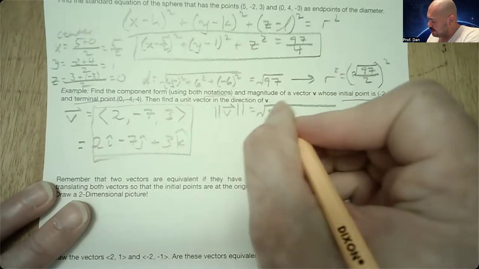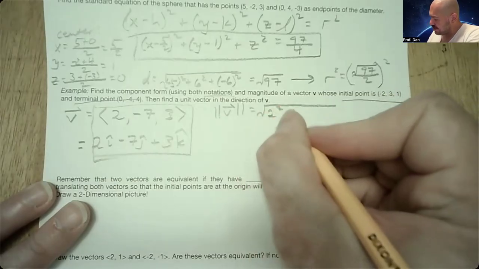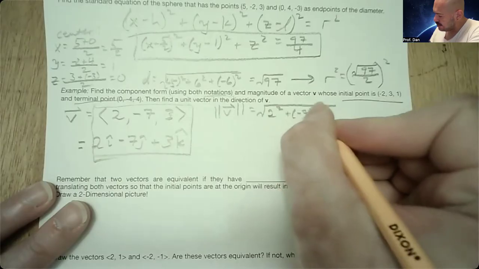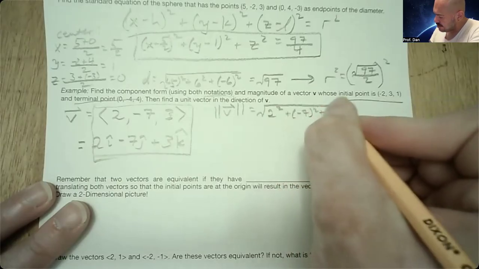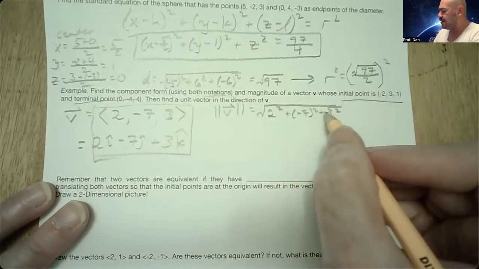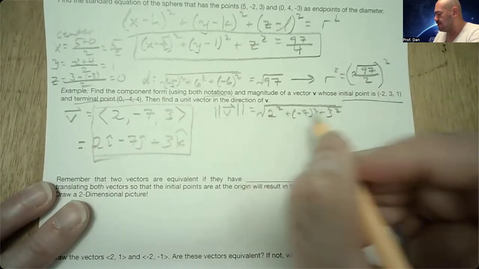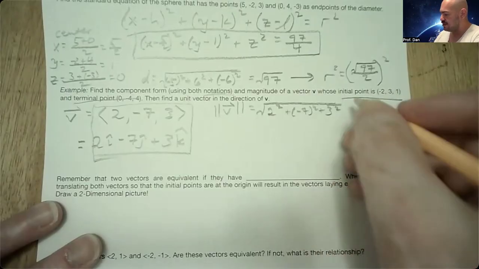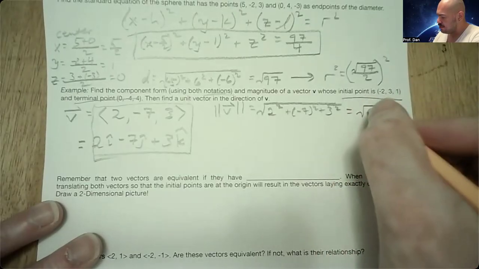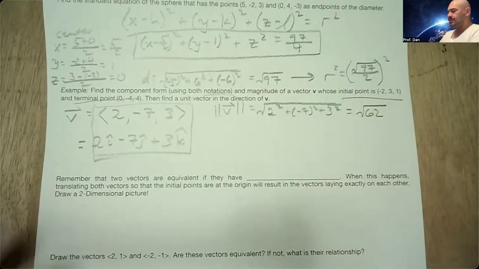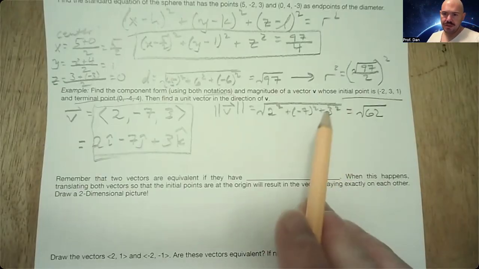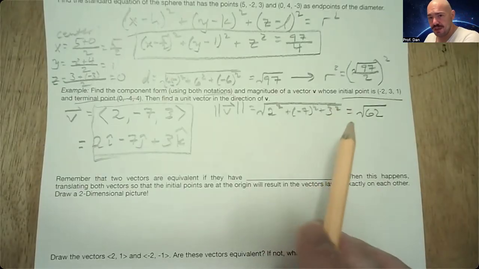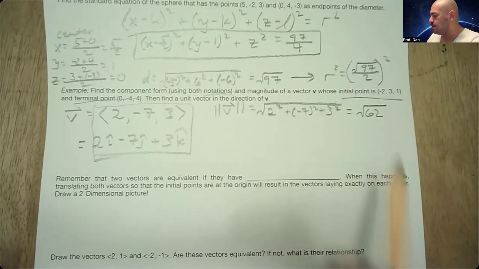So magnitude, we'll get 2 squared plus -7 squared plus 3 squared. So that's going to be 9 plus 4 is 13. Add 49 and you get 62. So the magnitude of that vector is the square root of 62.